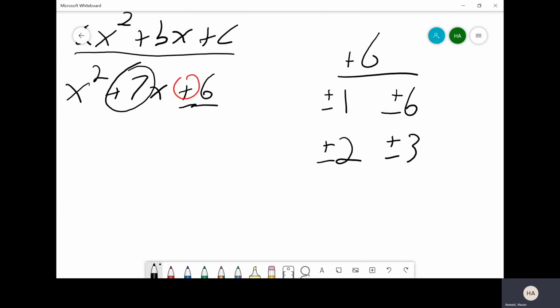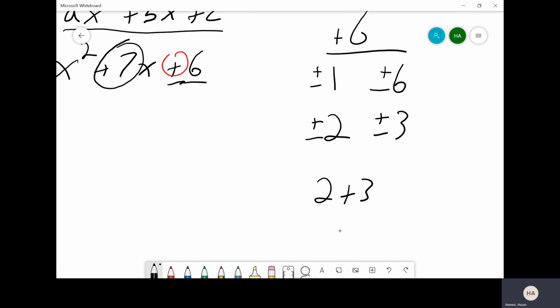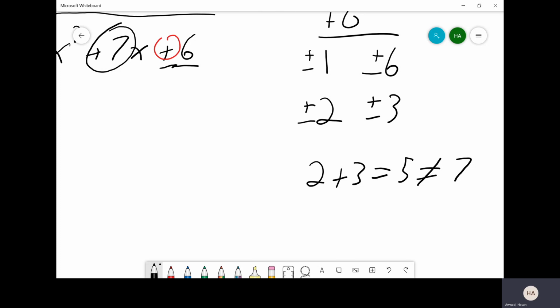So we look and see, okay, well, positive 2 and positive 3, if we do this, 2 plus 3 gives me 5, and 5 is not equal to 7. And we can already assume that all the negative ones are out, right? Because if we have a negative and we add another negative to it, then it's just going to be more negative, and we want a positive 7. So negative 1, negative 6, negative 2, negative 3 are out. We just tried 2 and 3, so that's out.